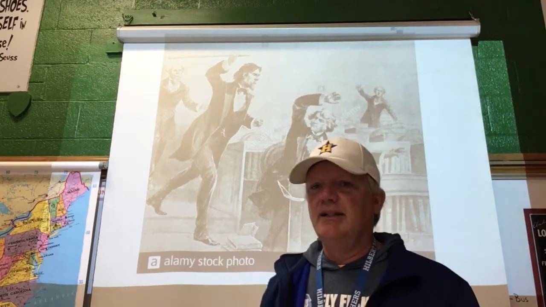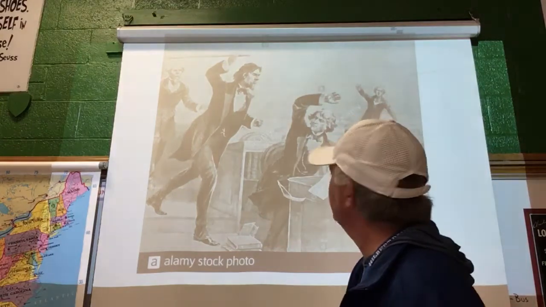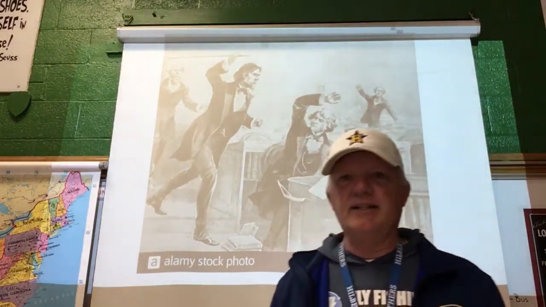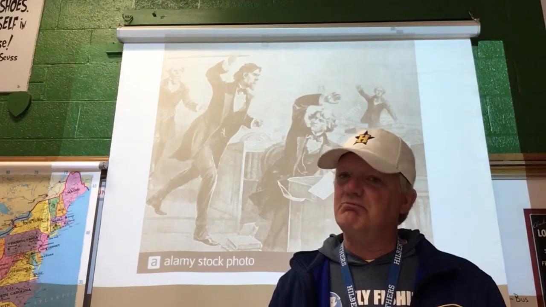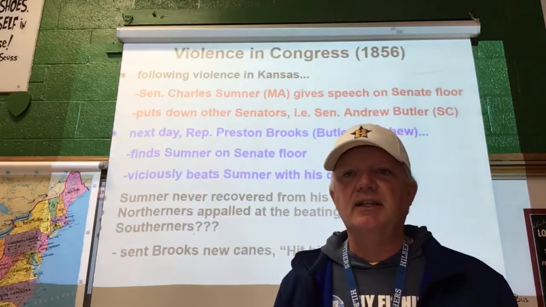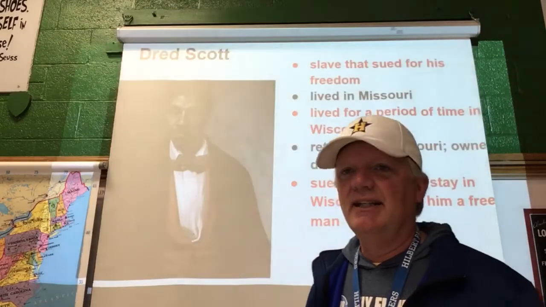The last issue we talked about, in the first part of lesson 21, was the Preston Brooks attack on Senator Charles Sumner on the Senate floor. Northerners were outraged, and Southerners sent Brooks more canes. They wanted him to hit Sumner again.